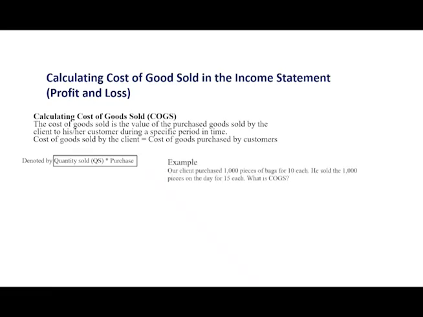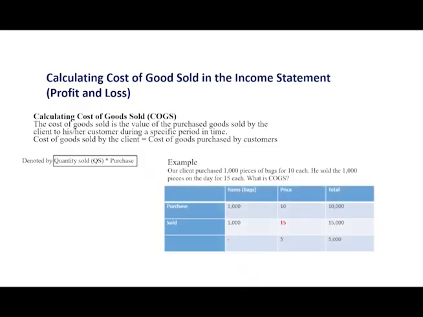Let's look at the below example. A client purchased 1,000 pieces of bags for 10 each. He sold the 1,000 pieces for 15 each. What is the cost of goods sold? When calculating cost of goods sold, the purchase price of 10 is the determinant, not the sales price of 15. Remember, the sales price is 15 and the cost of your purchase is 10, giving you a profit of 5.